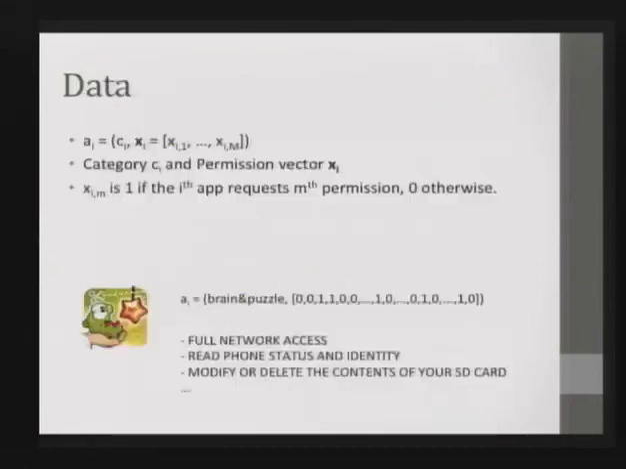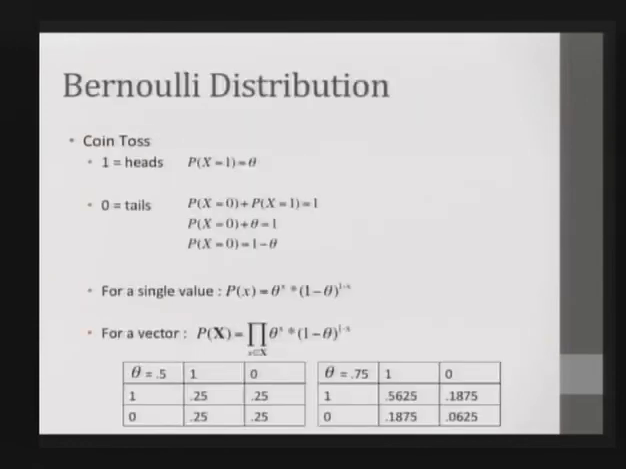Because we're dealing with this 0 or 1 permission data, we're going to assume that these things have a Bernoulli distribution behind them, and essentially all that means is it's a coin flip. You're going to have some probability of coming up heads and some other probability of coming up tails. So your probability of heads is going to be the probability of x equaling 1, which is equal to theta. We don't know what this theta is yet, but it's equal to theta.